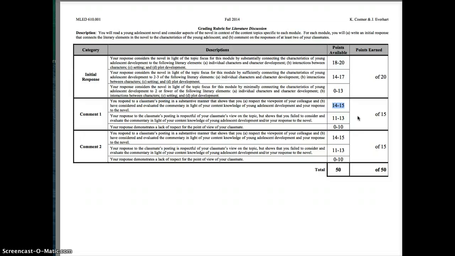And so I hope that makes clear the literature discussion. Again, for this rubric, you're going to be doing the book study, or the young adolescent novel discussion, across all 4 modules of the course. So this will show up all the way through week 4, and I hope that helps you in understanding this rubric. And again, this rubric as well is worth 50 points total.